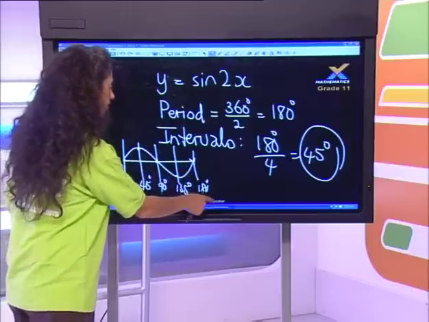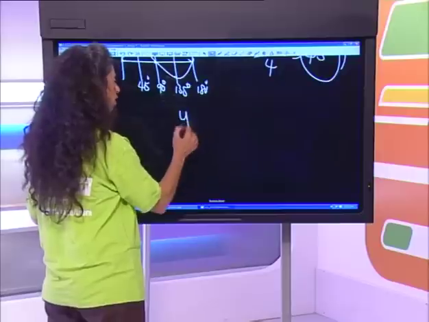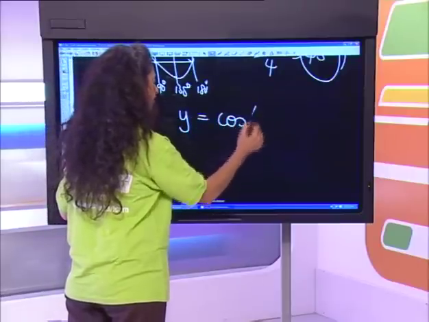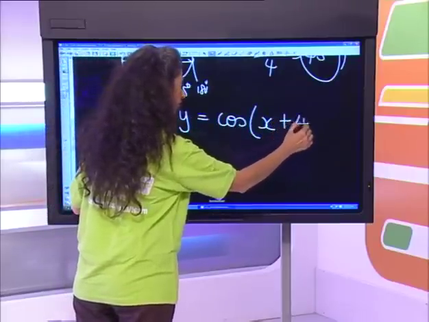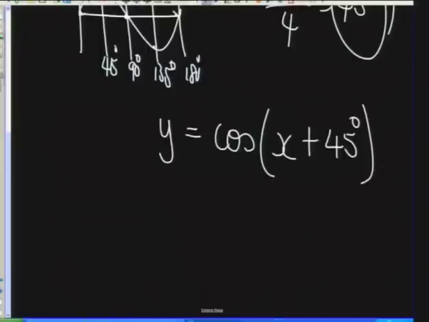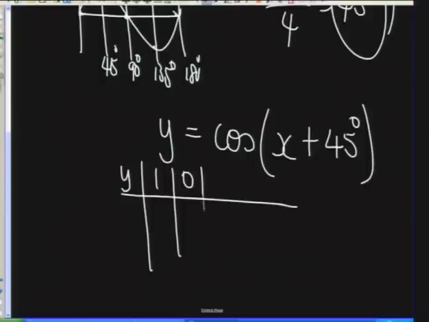And then the other graph that they gave us was the graph of cos of x plus 45. Okay, we know that the cos graph has the y values of 1, 0, negative 1, 0, 1. And the question is, when is this going to be 1? When is cos of x plus 45 equal to 1? When x is minus 45. So we're going to start at minus 45. No period change. The coefficient is 1.